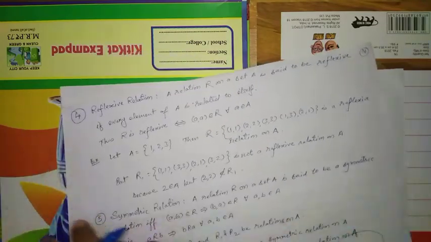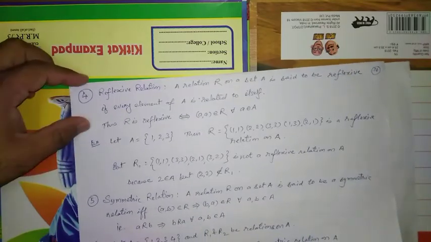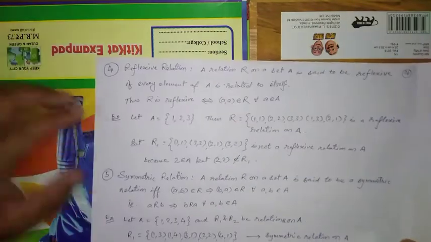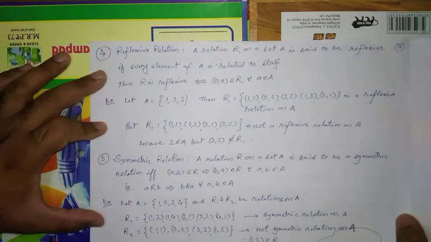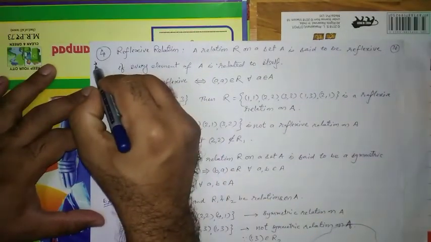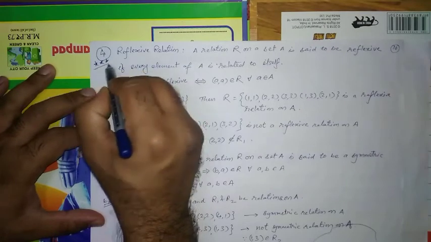Reflexive relation. This is a very important thing. Reflexive, symmetric, transitive and equivalence. Board used to ask questions from this relation. This is a very important relation, very important.